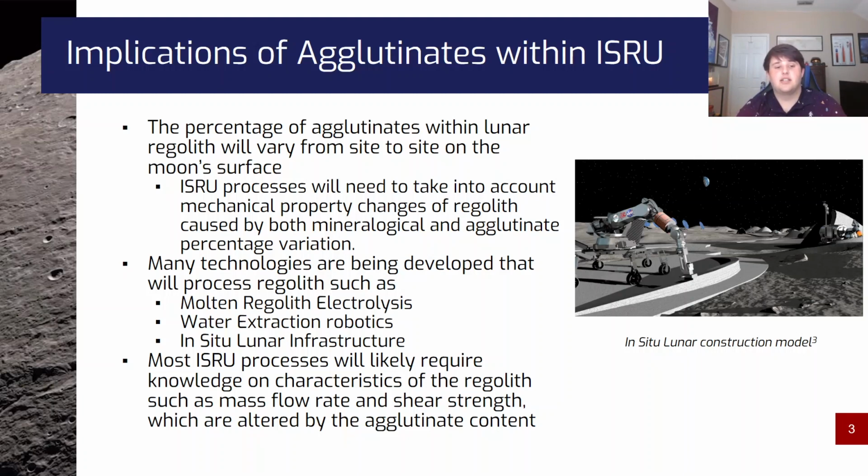Most of these ISRU processes will require knowledge on the characteristics of the regolith before they use them, such as mass flow rate and shear strength. Shear strength is essential really for any sort of construction, as any geotechnical analysis or construction processes will need it. And really anything transporting regolith or utilizing it will need to know the mass flow rate, as they'll have to move regolith from location to location within the system. See on the right here is just a model of in situ lunar construction and how they'll likely utilize this regolith on the moon.